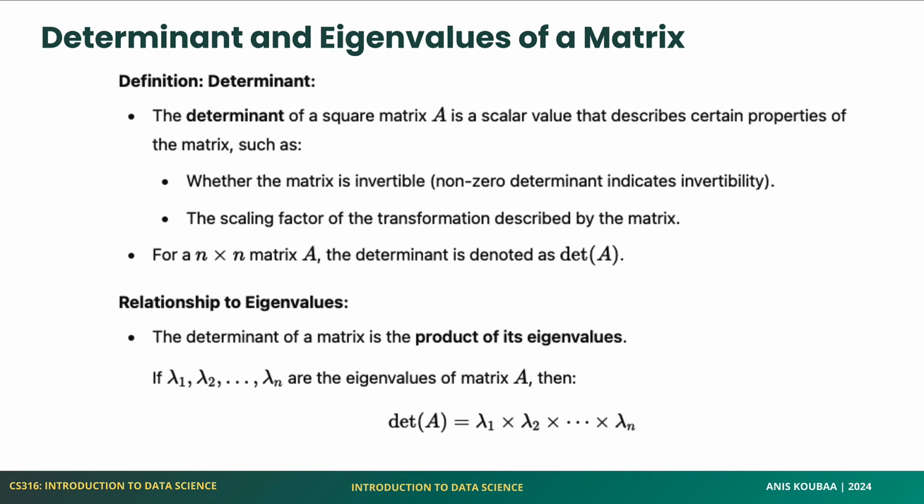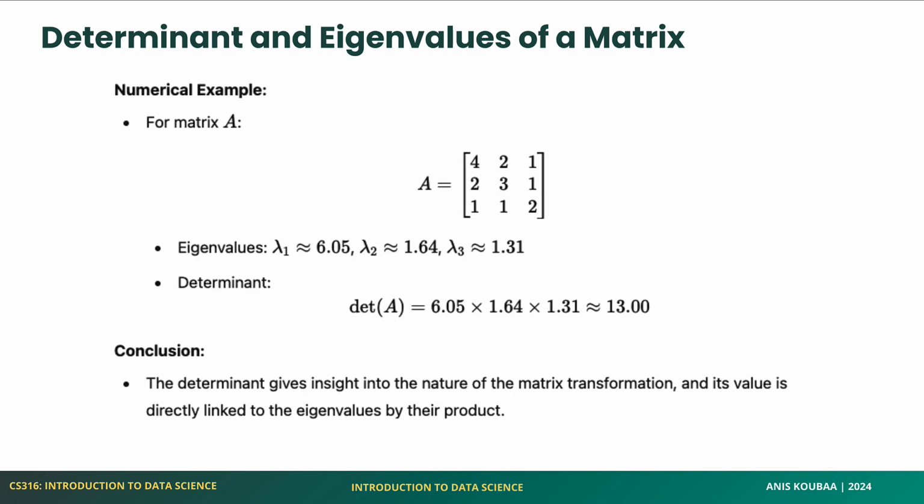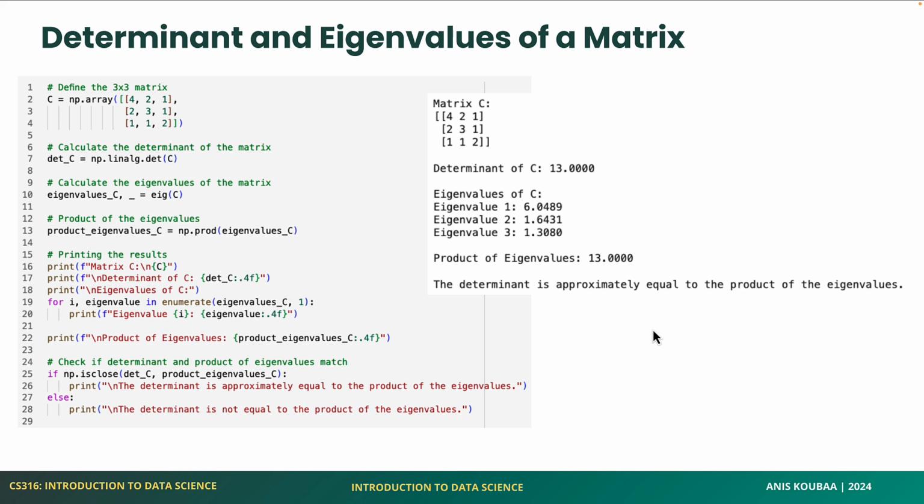So look, all these concepts of linear algebra are pretty much correlated with each other. And this is an example here. So we have this matrix. If you calculate the determinant of the matrix, you will find 13. And if we extract the different eigenvalues, 6.05, 1.64, and 1.31, their product is also equal to the same value as the determinant. And this is a NumPy script showing the application here.